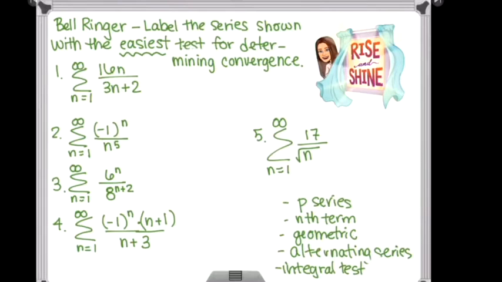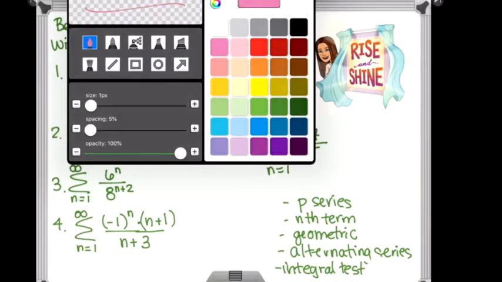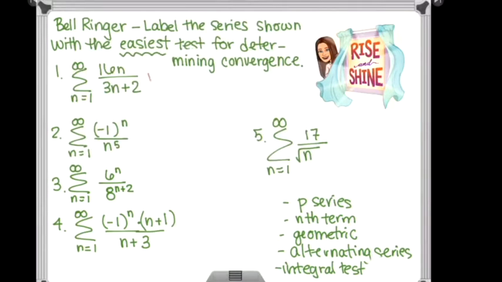So the first thing you want to look for when you're determining convergence is a series where, as n goes to infinity, the limit does not equal 0. So that would be the first one. This guy here is going to diverge by the nth term test. I can tell that because if I take the limit as n approaches infinity of this expression, I get 16/3, which does not equal 0. So this guy is going to diverge by the nth term test.